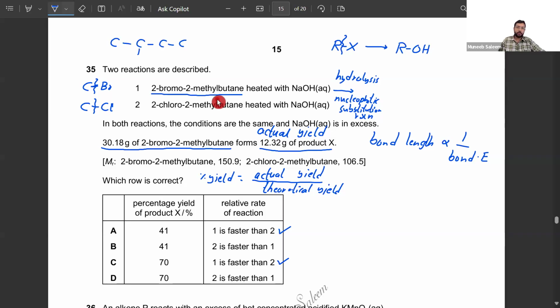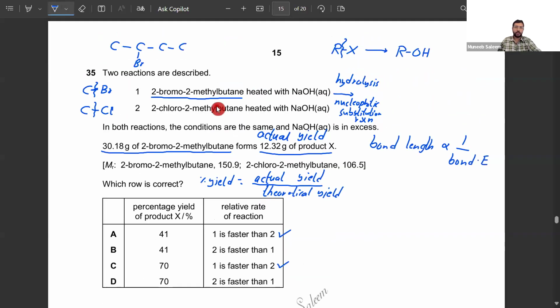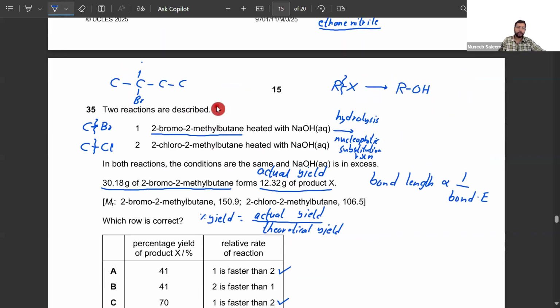We have bromine on the second carbon, and the OH is also attached on the second carbon. A methyl group is also attached on the second carbon. So this is 2-bromo-2-methylbutane. You can attach the hydrogen atoms on the remaining positions of the carbon.